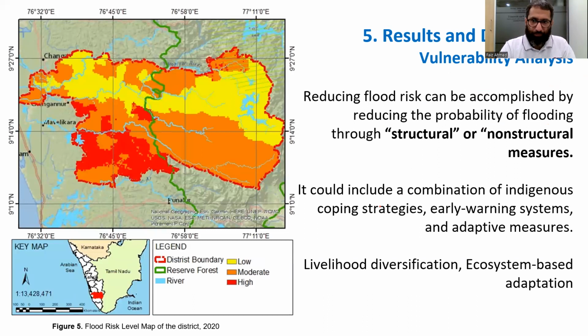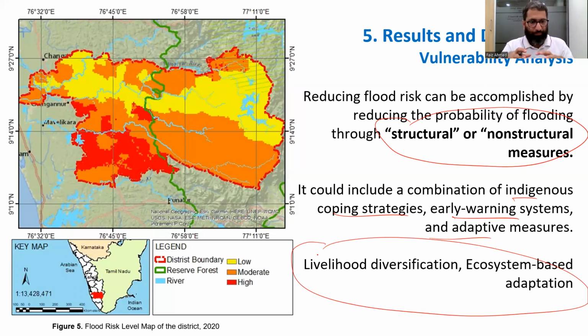So with these outputs, we went on to recommend some measures that can be taken by the municipality or the region to prevent, not entirely, but to reduce the impact of floods that may occur in the future. These measures can include structural and non-structural measures, indigenous coping strategies, early warning systems, and adaptive measures. Also, this region has a specific livelihood, so how do we diversify these livelihood characteristics, and an ecosystem-based approach can be adopted, because we have a large chunk of forest in the region.